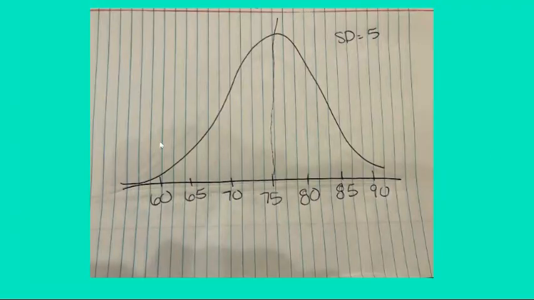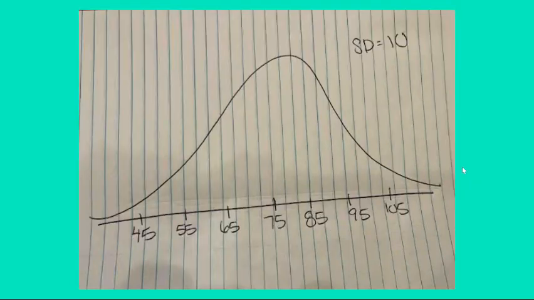So let's go back to our class. Looking here, class 1. If I know 68% of my data falls between 1 standard deviation below and above, that means class 1, 68% of my students scored between a 70 and an 80 on this unit test. 95% of my students scored between a 65 and an 85. And 99% of my students scored between a 60 and a 90.